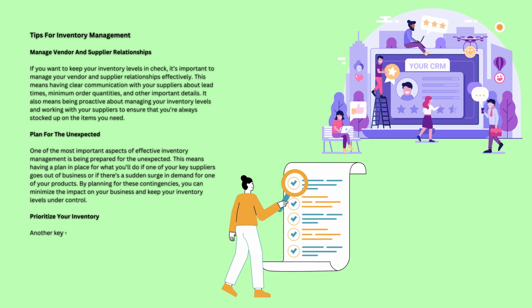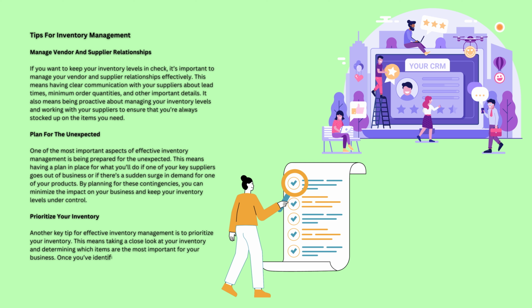Prioritize your inventory. Another key tip for effective inventory management is to prioritize your inventory. This means taking a close look at your inventory and determining which items are the most important for your business. Once you've identified your priorities, you can focus on keeping those items in stock and ensuring that they're always available to your customers.